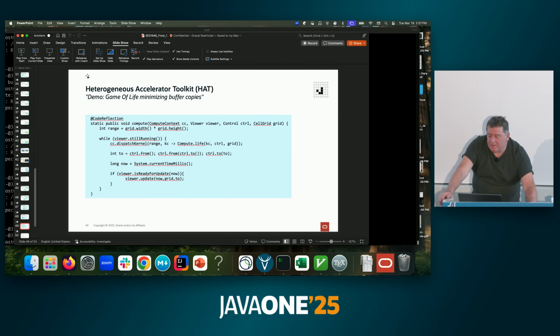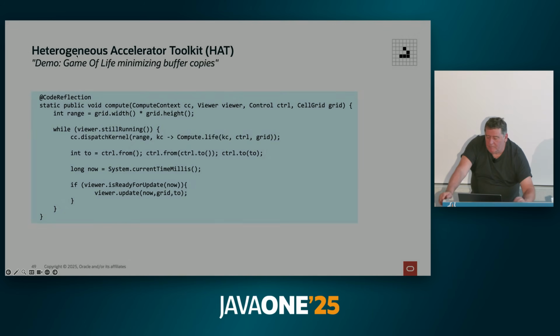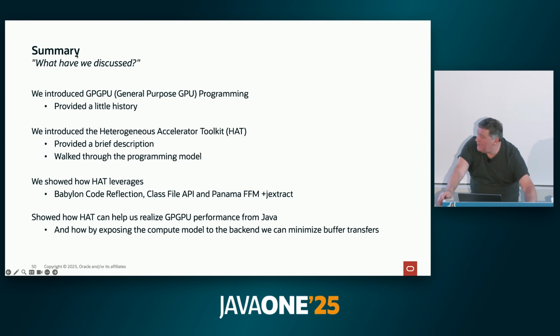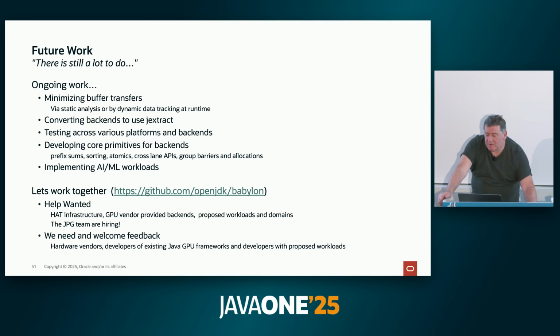I've only got a couple of slides to follow through on. So what have we looked at? We introduced the notion of general purpose GPGPU programming from Java and a little history. We showed the Heterogeneous Accelerator Toolkit. We showed how HAT leverages Babylon and Panama to do all of the work. And we also showed how by exposing the compute method, not just the kernels, we're actually able to get a lot more performance than we would have if we had just exposed the kernels.